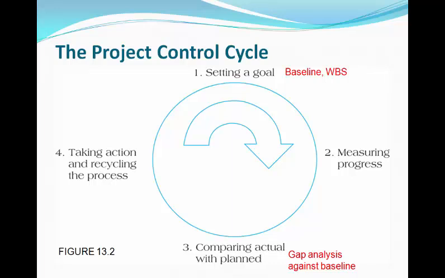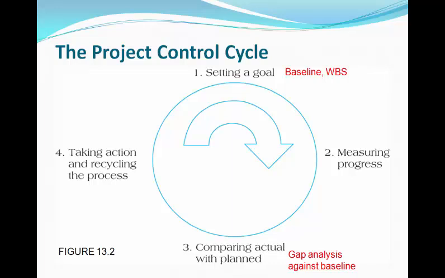Typically, the first step in developing your project controls is setting goals. And you set your goals by using your work breakdown structure to set a baseline for your project. So you set a baseline for your cost, a baseline for your schedule, and the second step is to measure your progress against the baseline that you've created for your project. And then the third step is to compare your actual against your planned baseline. And that's where earned value comes in.